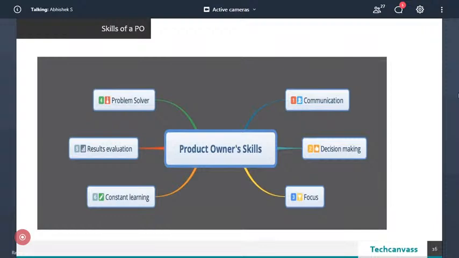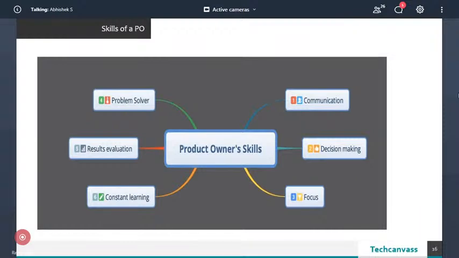You need to have good communication to maintain better transparency about how things are working and what needs to be done. You need to have a very good decision making skill, because you are the one who is prioritizing one feature over the other. So it's your responsibility to do this decision making effectively.